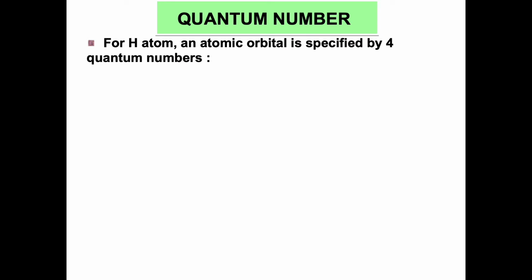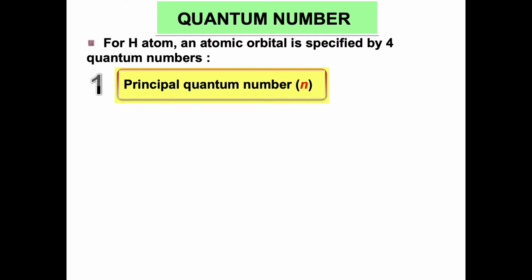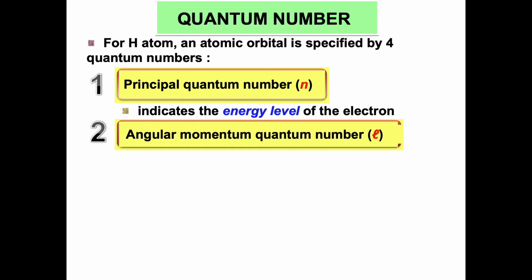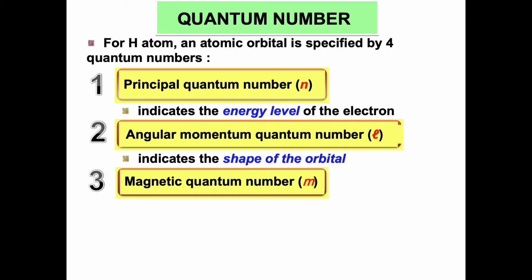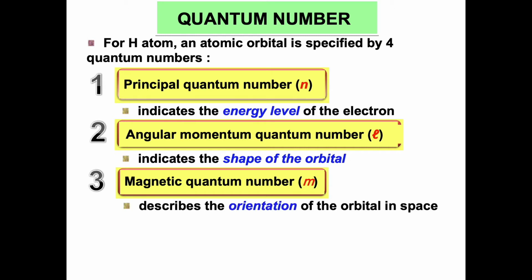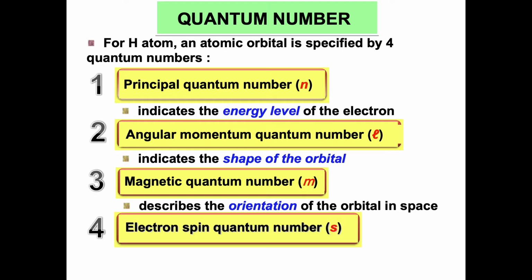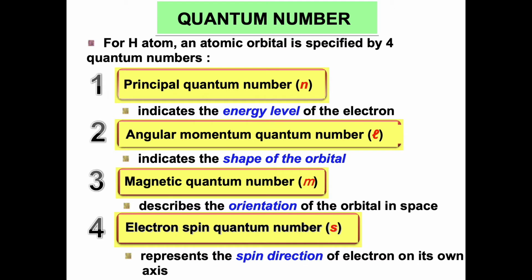Quantum number. An atomic orbital for hydrogen atom is specified by 4 main quantum numbers. The first one is the principal quantum number, denoted as small letter n. It indicates the energy level of the electron. Second is the angular momentum quantum number, denoted as small letter l. It indicates the shape of the orbital. The third one is the magnetic quantum number, denoted as small letter m. This describes the orientations of the orbital in space. And fourth is the electron spin quantum number, denoted as small letter s, which represents the spin direction of the electron on its own axis.